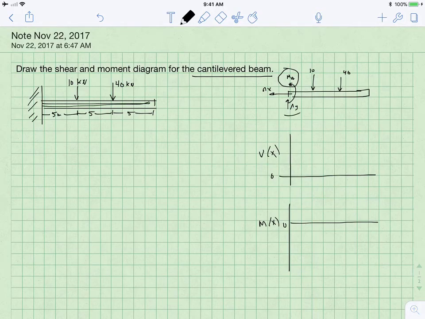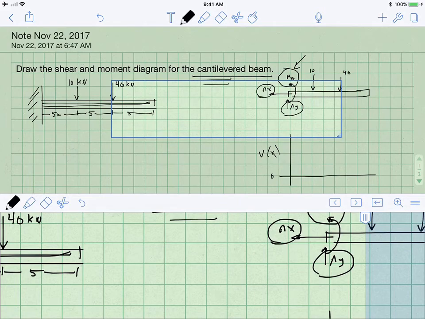So in addition to there being a possible AY and a possible AX, there is also a moment because it is a cantilevered beam. So this is my free body diagram over here, and step one is always, as before, we got to find the external reactions.